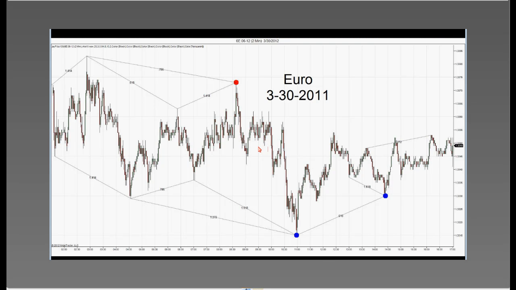Okay, welcome everybody. It is March 31st, and we have some beautiful dots that popped up in the live room yesterday, in the live day trading room. It actually called the high on the euro with this red dot, called the low on the euro with this blue dot, and called the low on the euro on this dot.